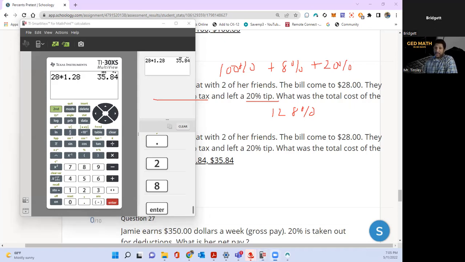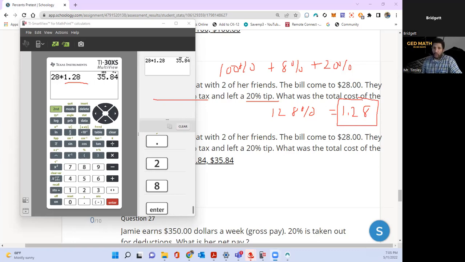Because what you have to realize is that the 8% and the 20% are added on to the total. Now, that 128%, you change that to a decimal, and that's where that 1.28 comes from. Now you've got one step, and you're done.